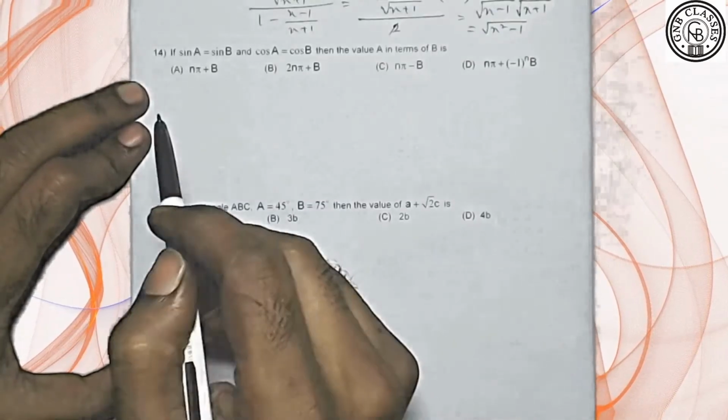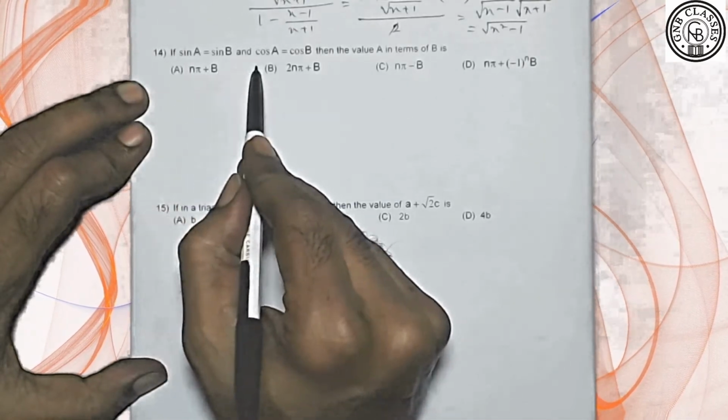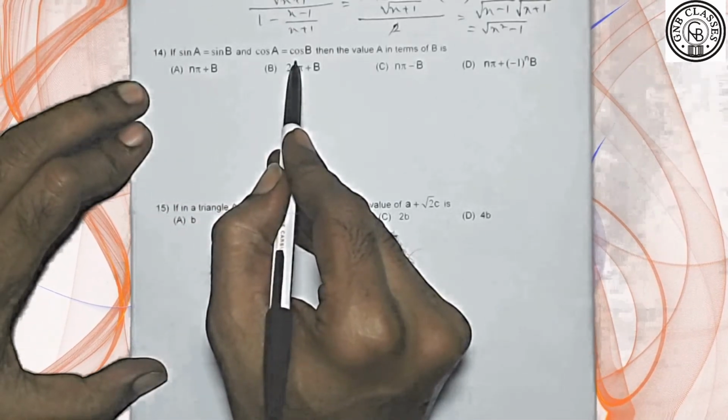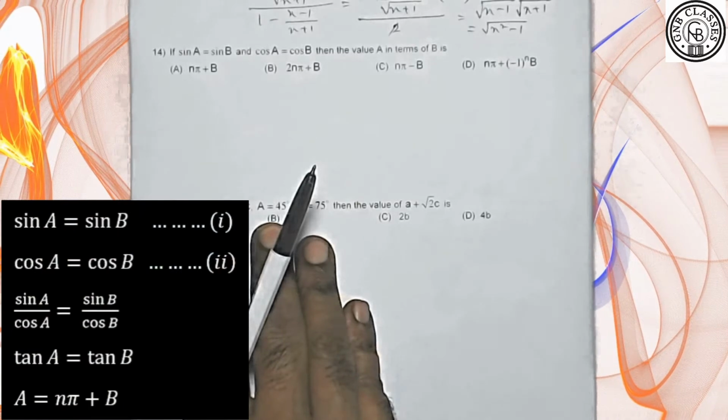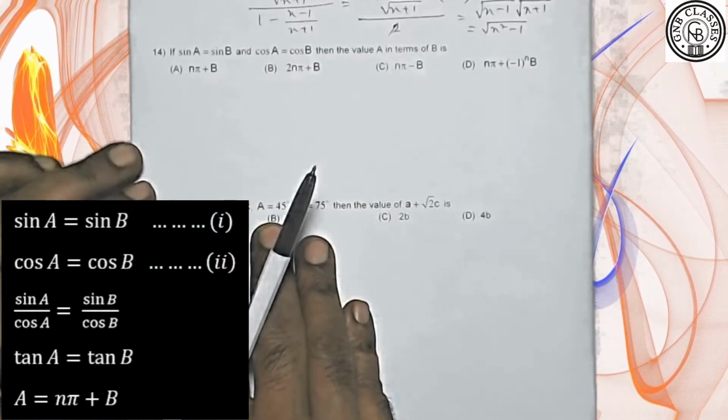Now in this problem they have given sine A equals sine B and cos A equals cos B. See the major mistake that students used to do for this sum. You can see it on the screen. If we divide the corresponding sides, then we are going to have tan A equals tan B. Therefore, A can be written as n pi plus B, and you will mention that option A is correct. But this one is a recipe for disaster.